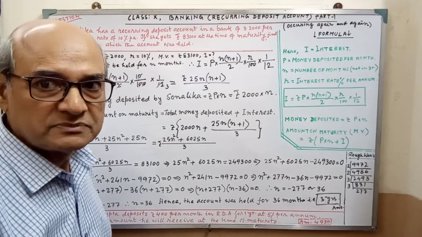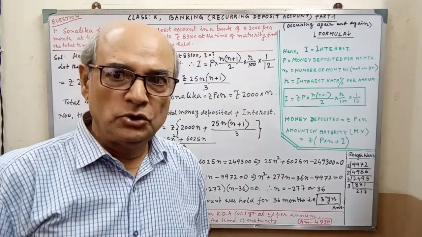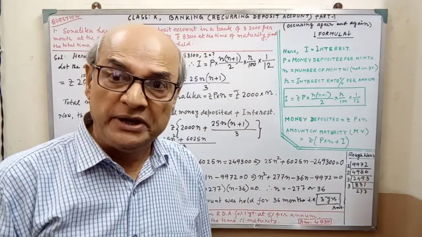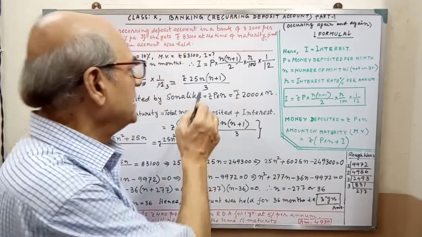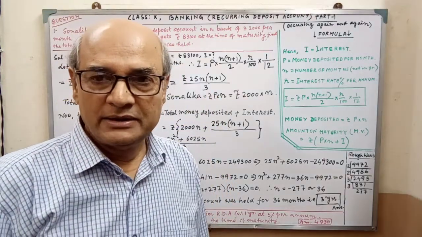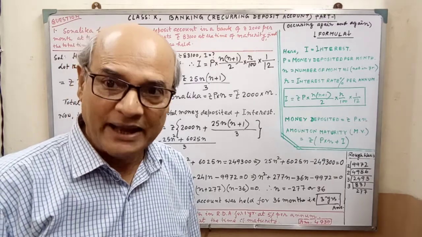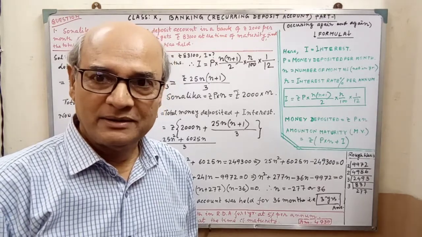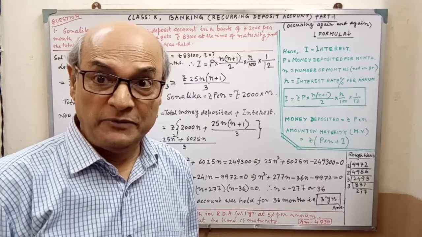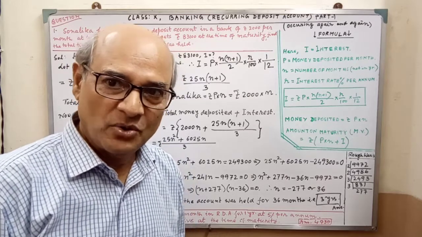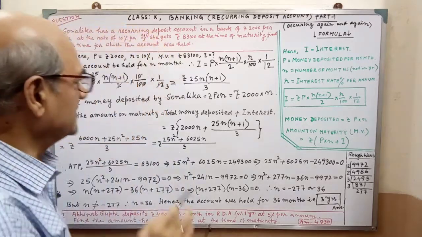In this sum, you will be able to learn three things. Finding interest, that is by applying formula. Then maturity value, that you will learn, and time. So many types will be clear if you understand this sum. Okay, pay your full attention.